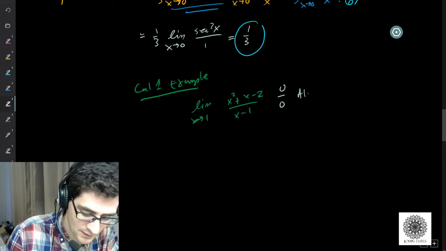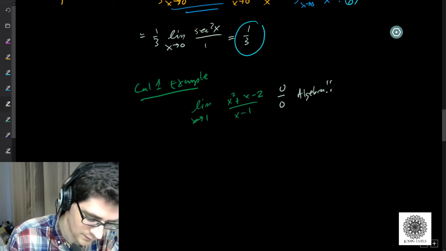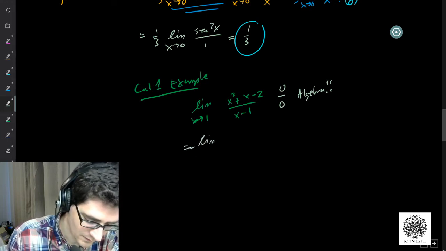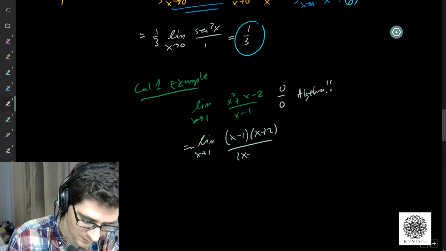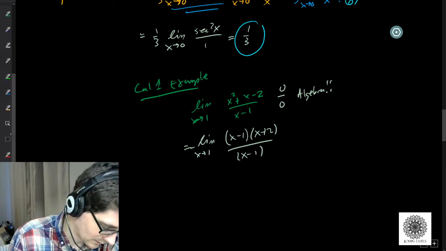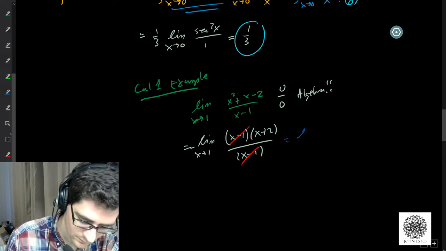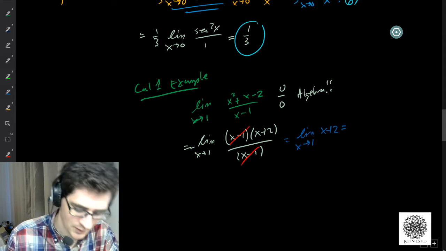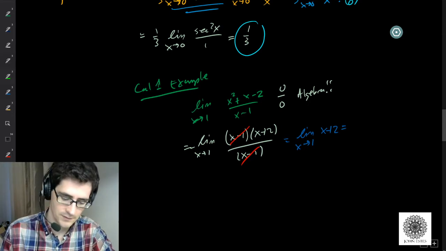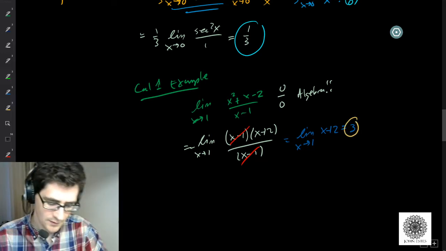So what we said is, hey, use some algebra. The reason is because I could factor my numerator as x minus 1 times x plus 2. Hopefully I did that correctly. And my denominator of an x minus 1. Now I can cancel some stuff out and end up with the limit as x approaches 1 of x plus 2, which is something I'm allowed to plug in because it's continuous, and just get the value 3. Okay, so that's how we did it in Cal 1.